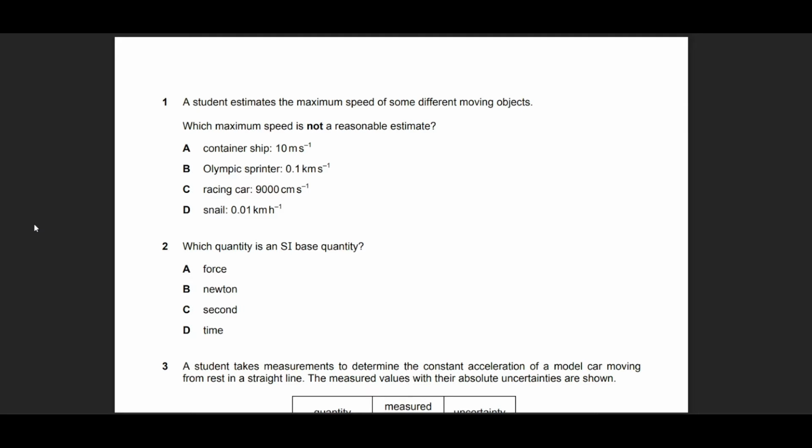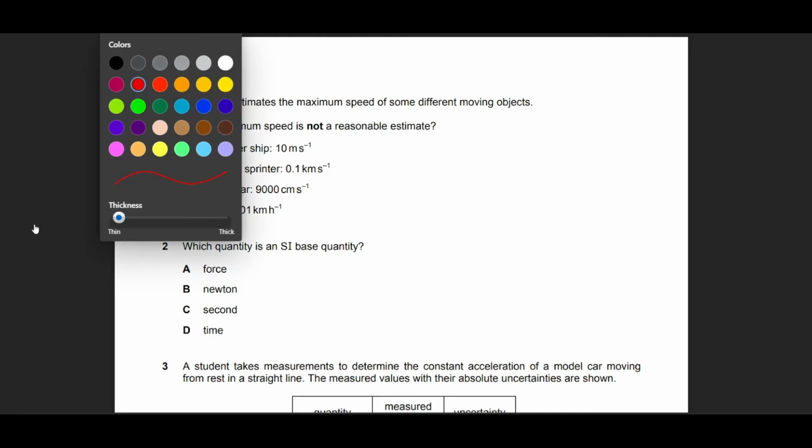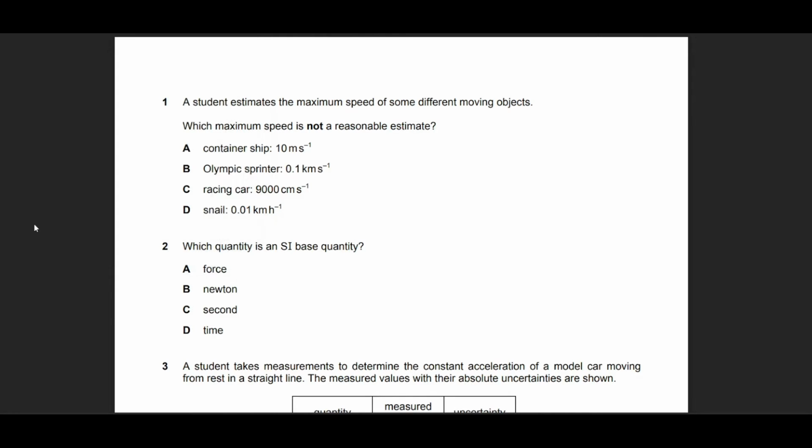This is October-November 2023, paper 1-2. So the first question suggests we want to find out a reasonable estimate. Which one is not a reasonable estimate? You see, a container ship generally does move at 10 meters per second.